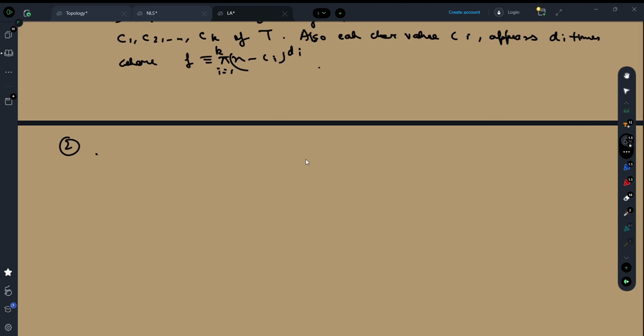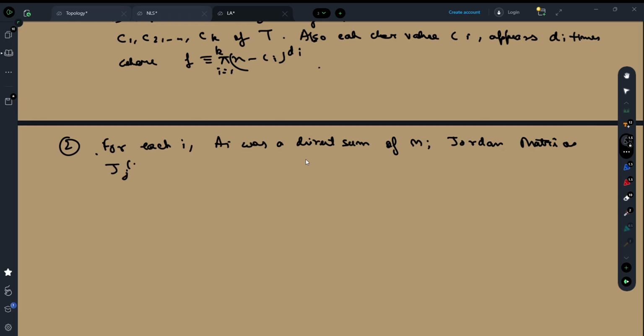Okay. Number two is that for each i, the matrix Ai is a direct sum of Ni elementary Jordan matrices, right? This was clear from the structure. For each i, Ai was a direct sum of Ni number of Jordan matrices, which we represented as Jji, and each Jji corresponds to the characteristic value Ci.